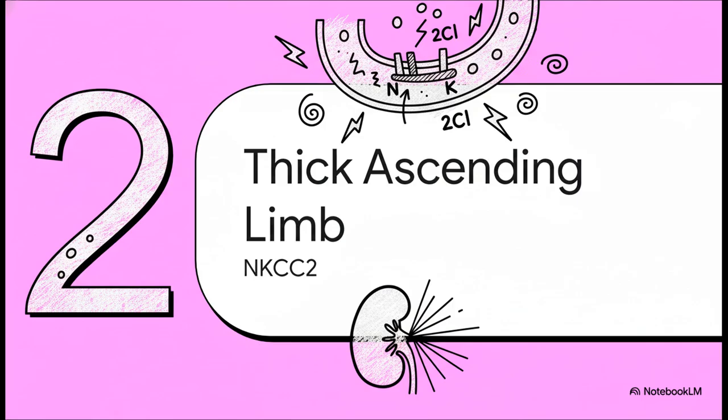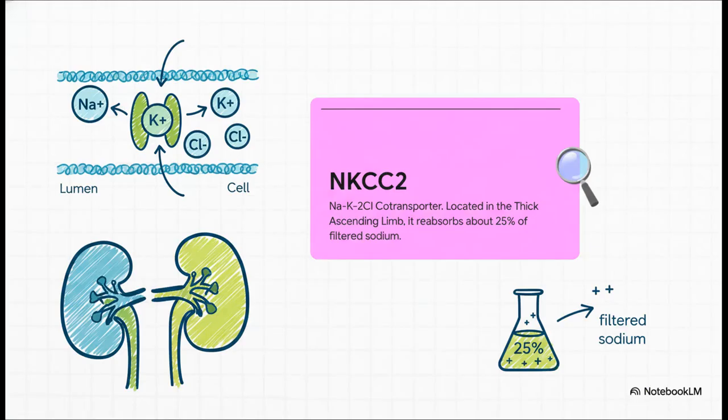We're now in the thick ascending limb of the loop of Henle. This part of the nephron is all about raw power. It creates the insane concentration gradient in the medulla. And it does that with one incredible transporter, NKCC2. This guy, the Na-K-2Cl cotransporter, or NKCC2, is an absolute beast. It yanks in one sodium, one potassium, and two chloride ions all at once. I mean, it is responsible for reabsorbing about 25% of all the filtered sodium.